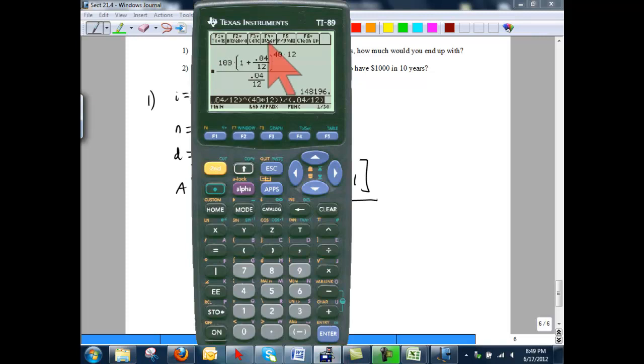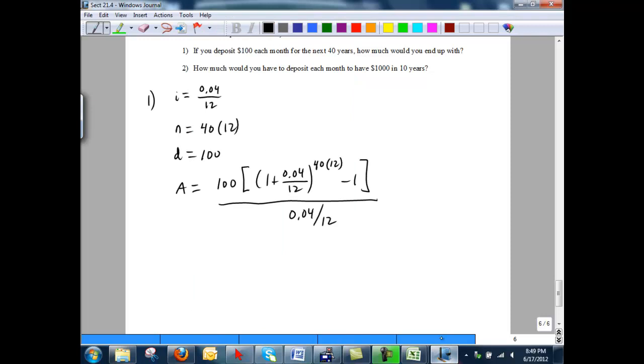to the question looks like it's 148,196. And the TI-89 calculator actually shows you a nice display screen so that you can see whether you've entered things correctly. And this should directly mirror what we wrote down just a little bit ago. The 100 times 1 plus 0.04.